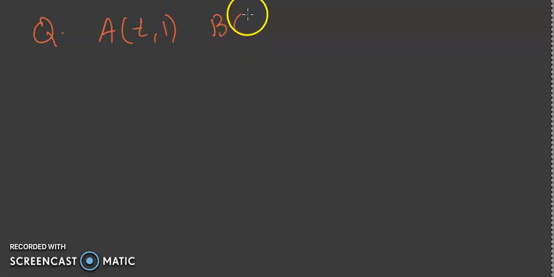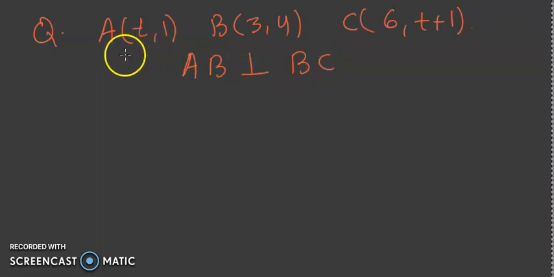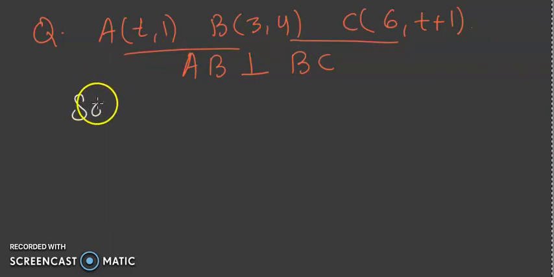We have another question. We have three points: A, which is (t, 1), B, which is (3, 4), and C, which is (6, t + 1). The question is, show that line AB is perpendicular to line BC. So what we can do is calculate the slope of AB and the slope of BC, and we can show that the product of the slopes is -1, therefore the lines are perpendicular.